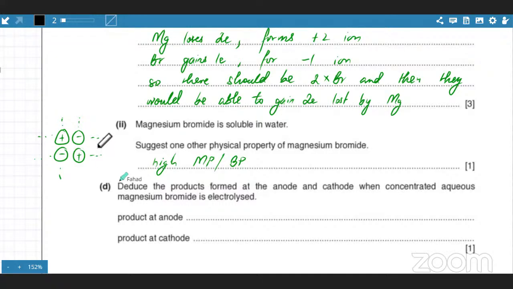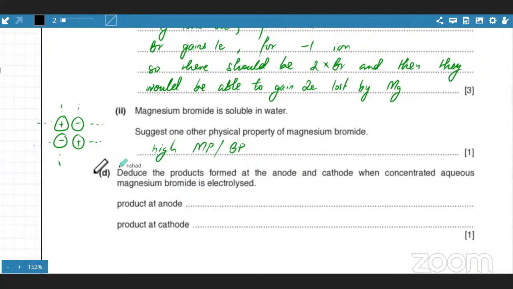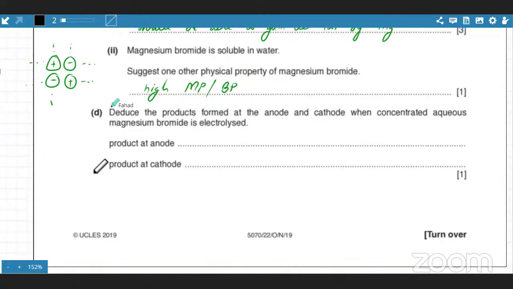Or magnesium oxide, where Mg is +2 and oxygen is -2, so the attraction is a lot stronger. But then there are other ionic lattices which are not as strong. So if the charges are greater, then the ions would attract each other with a lot of strength, and they're going to have high melting and boiling points.